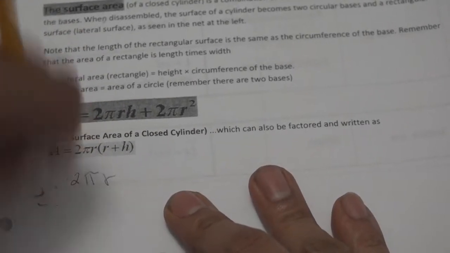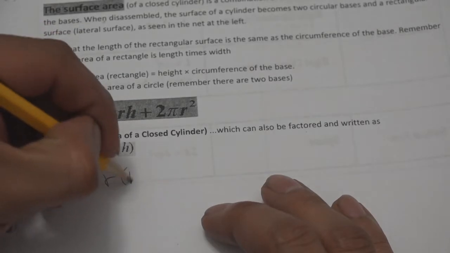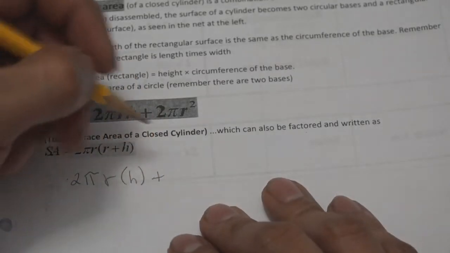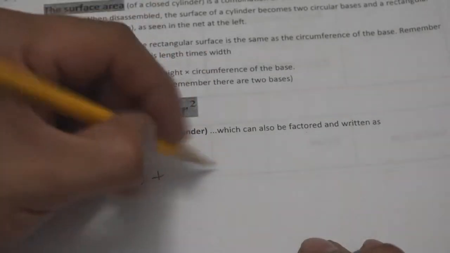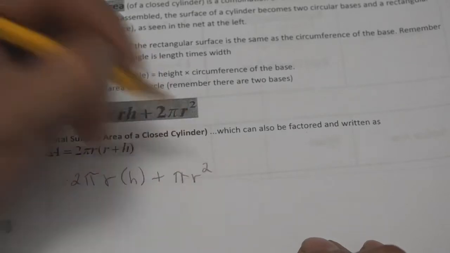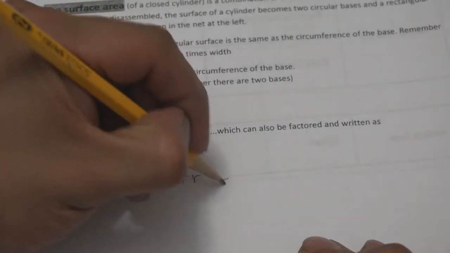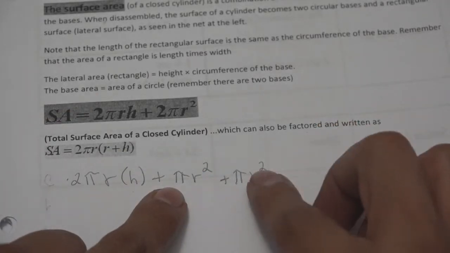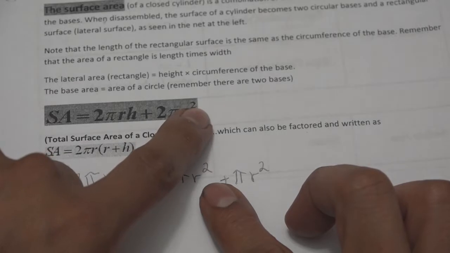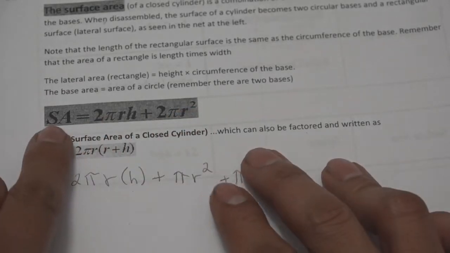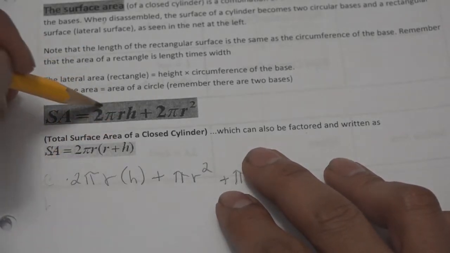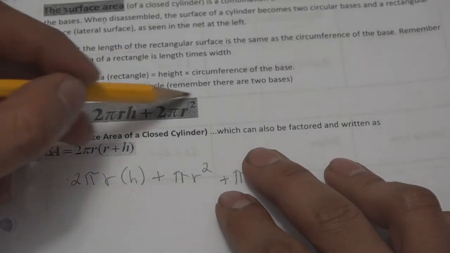Let me write this down. So 2 times pi r times the height. That is the area of the rectangle. You see that? Plus the area of the two circles. How do I find the area of a circle? The area of a circle is pi r squared. But then again, we have two circles, so it's plus another pi r squared. If we combine this pi r squared and pi r squared, we end up with 2 pi r squared. So then, you have to memorize that the surface area of a cylinder is the area of the rectangle, which is found by this, plus the two areas of the circles.